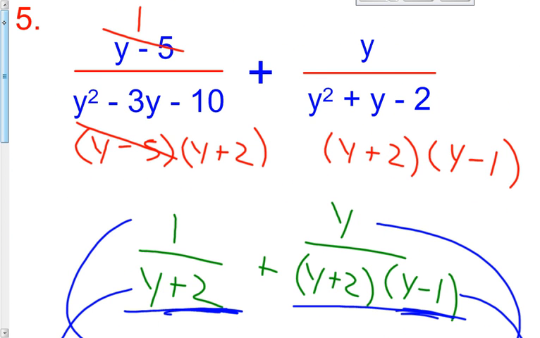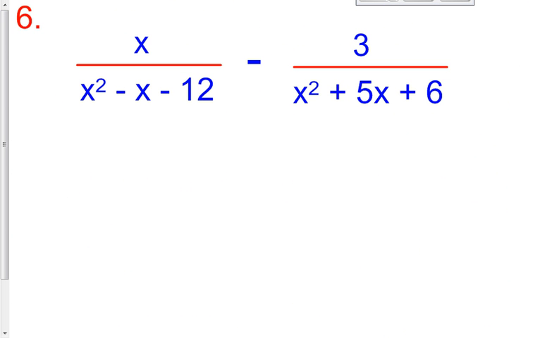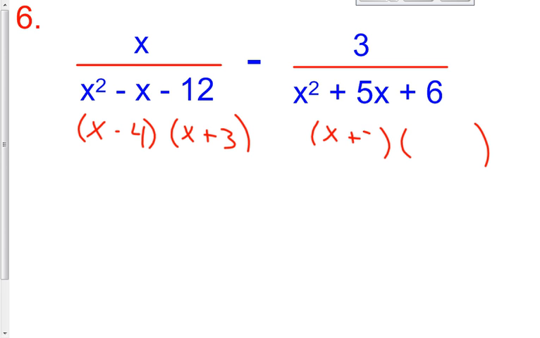Alright, problem number 6, the most difficult one of the day. You see trinomials, so hopefully you're getting in the habit of now factoring those trinomials whenever you see them. X minus 4 times x plus 3. X plus 3 times x plus 2.